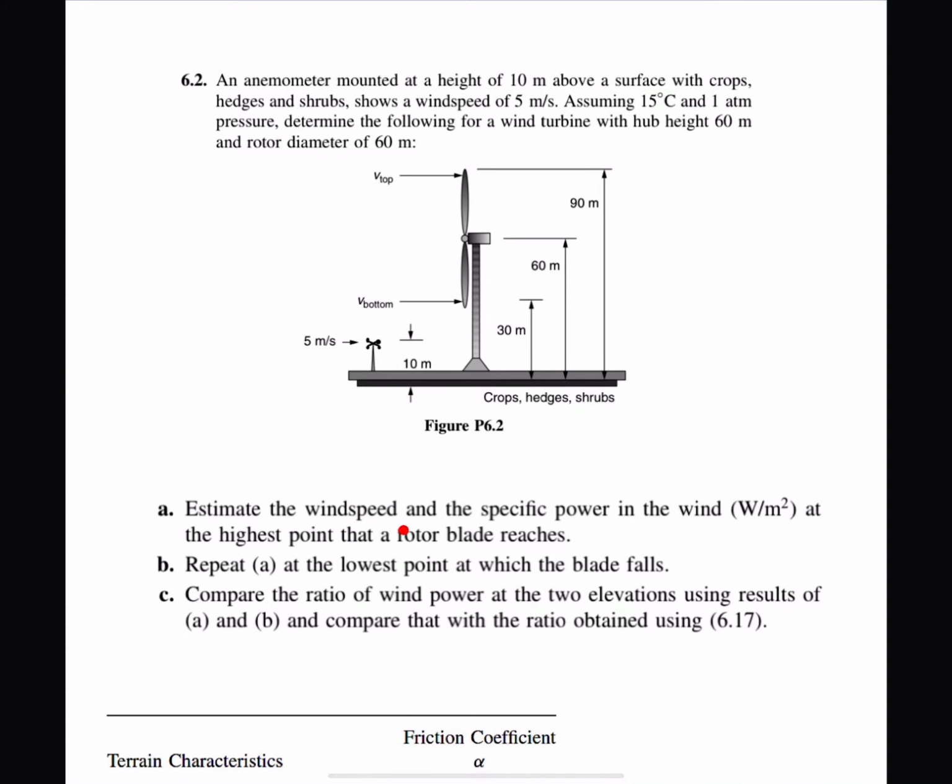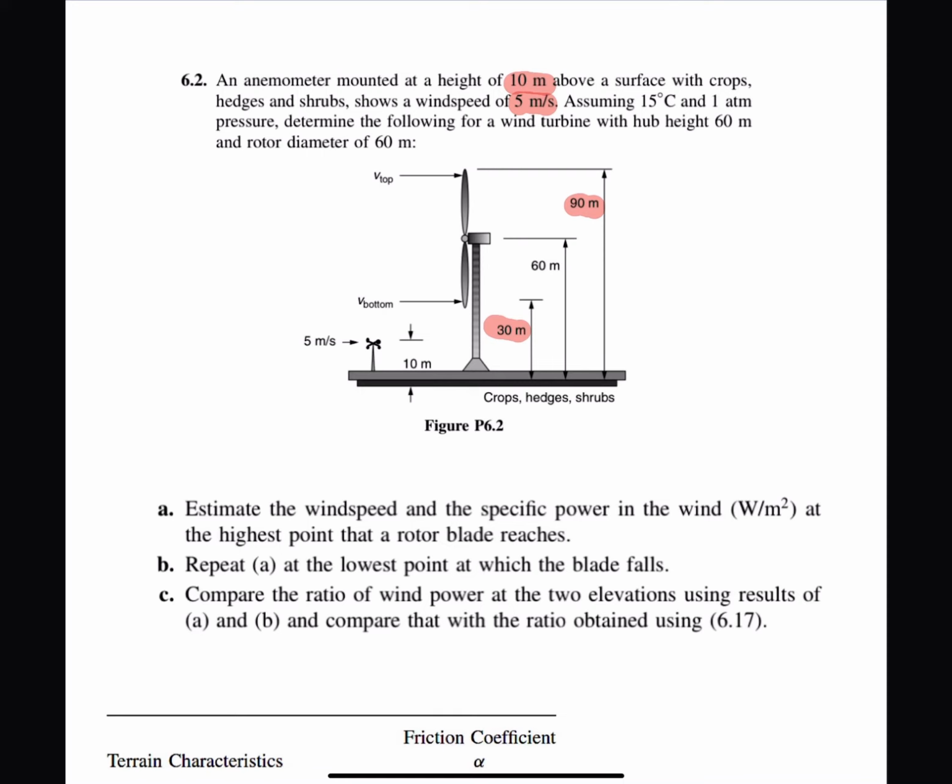A: Estimate the wind speed and the specific power in the wind at the highest point that a rotor blade reaches. Where is it? 90 meters. B: Repeat A at the lowest point which the blades reach. Where is the lowest point? It is 30 meters. And we have 10 here, H naught. We have V naught, 5 meters per second, and we have H of 30 meters and 90 meters.